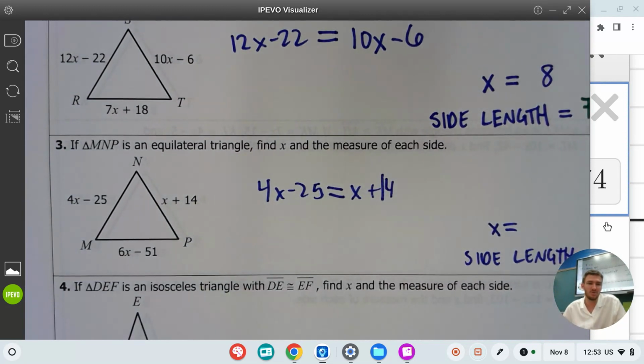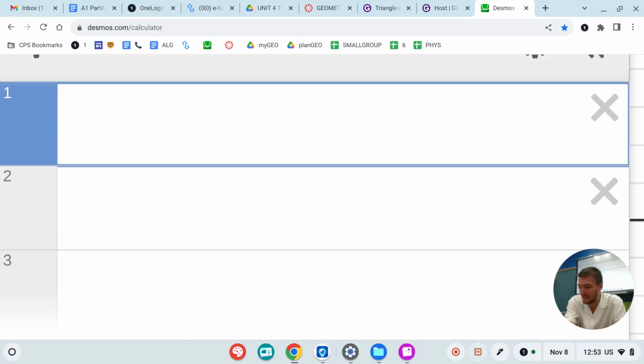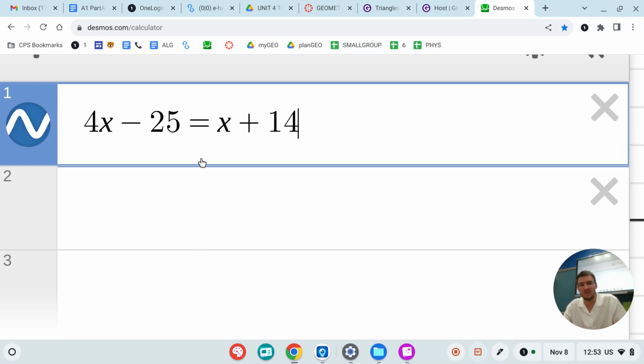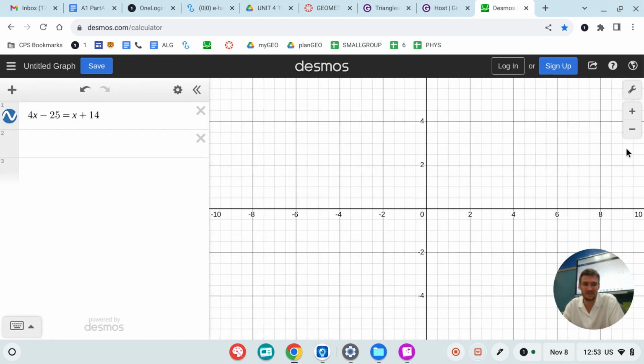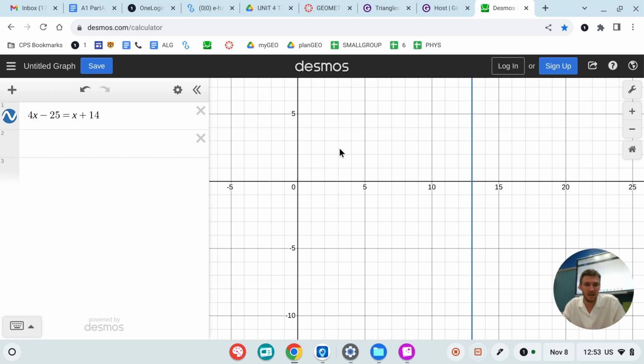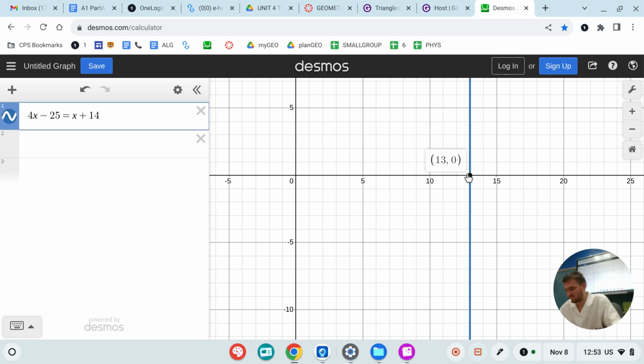Go to Desmos. Type it in. 4x minus 25 equals x plus 14. Look on your graph. Try to find it. Zoom in from 25,000, of course. There it is. And what's the number? 13. So my x equals 13.